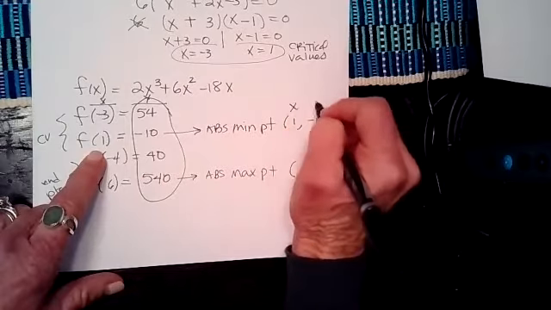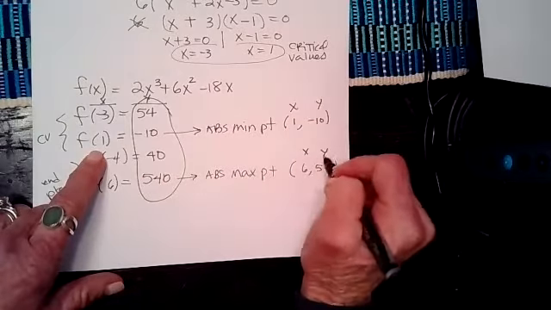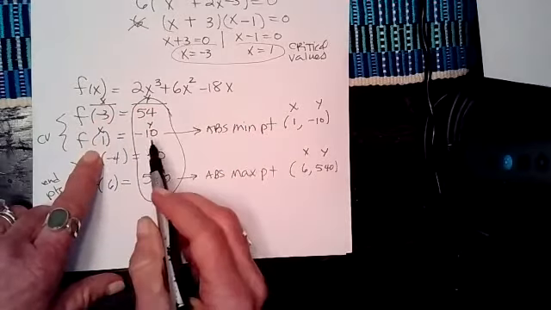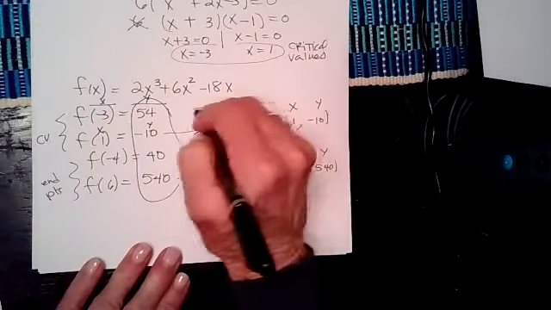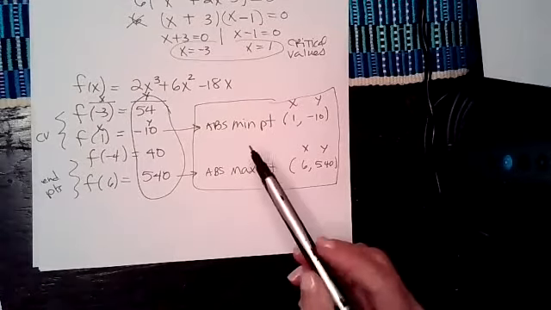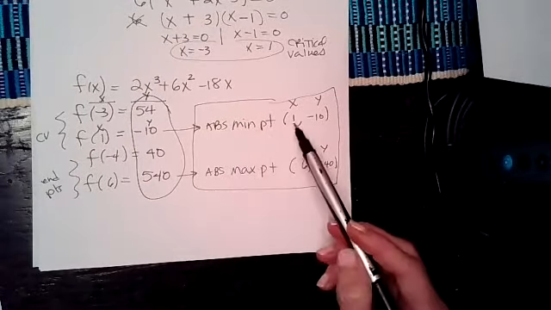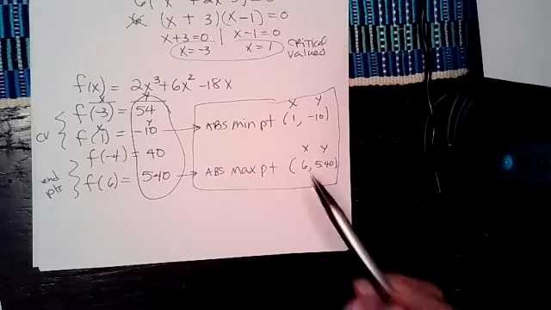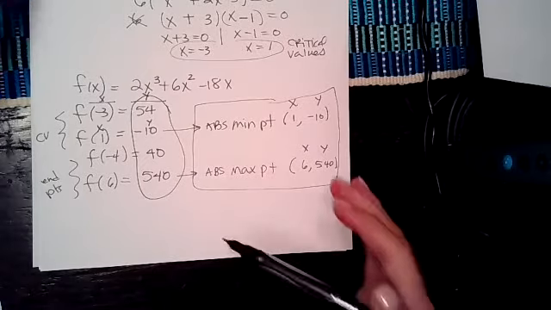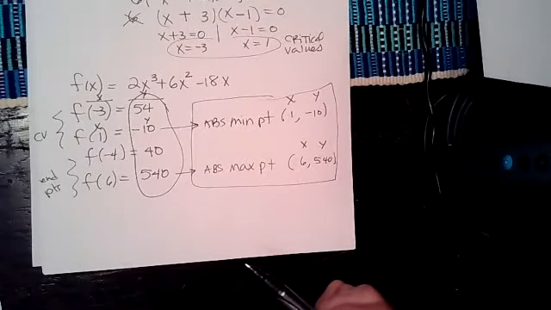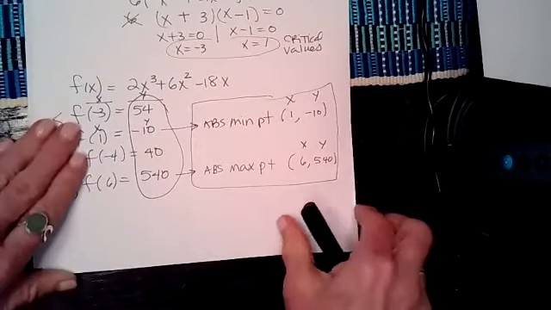So here's your X and here's your Y. Remember, this is your X and this is your Y. You plug in 1 and you get out -10. So I have my absolute maximum point and my absolute minimum point. Now, sometimes they just say find the X value of the absolute min, which would be 1. The X value of the absolute max would be 6. So you have to watch whatever they ask for. Okay. All right. So let's move on to the next problem.